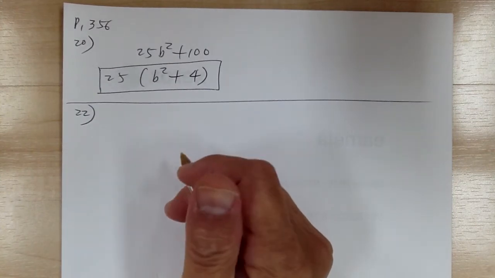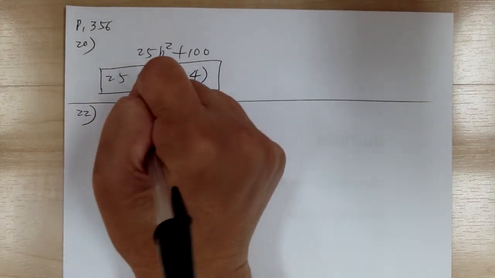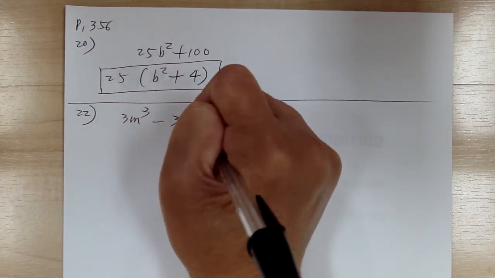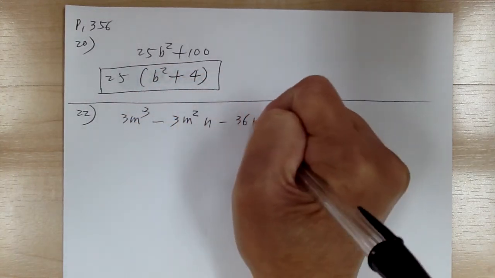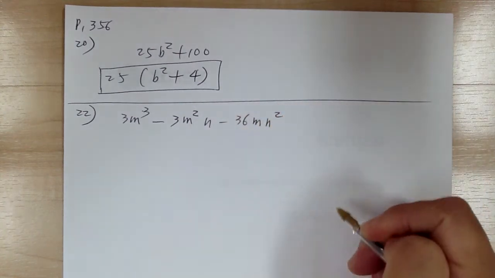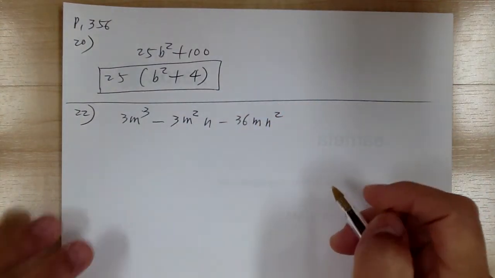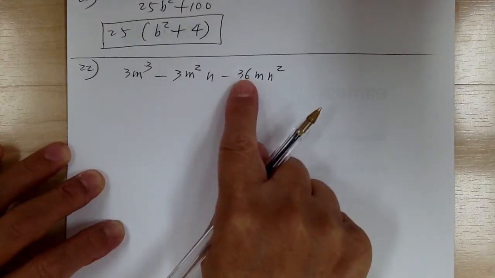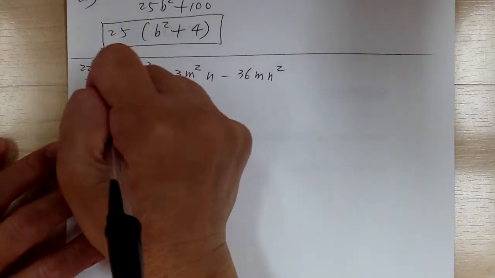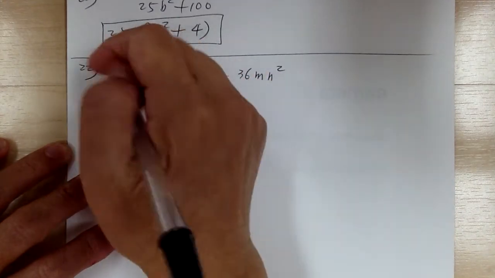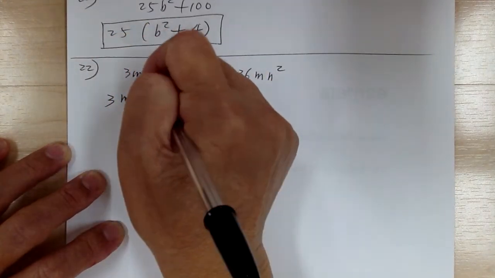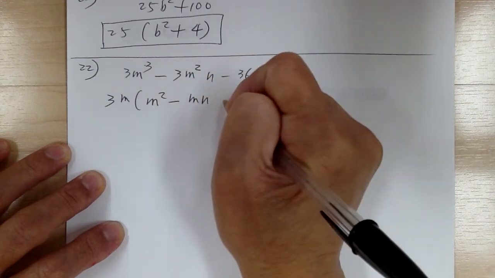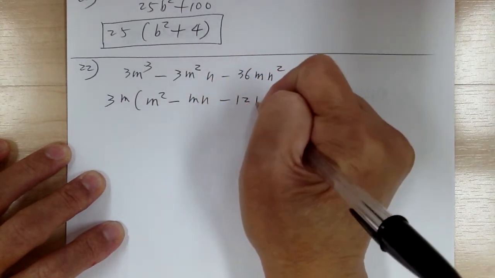22. You got 3m cubed minus 3m squared n minus 36mn squared. Okay, so step one, common factor, 3 and 36. You can factor out the 3. You got all the m, so you can factor out the m. So this one would be m squared minus mn minus 12n squared.